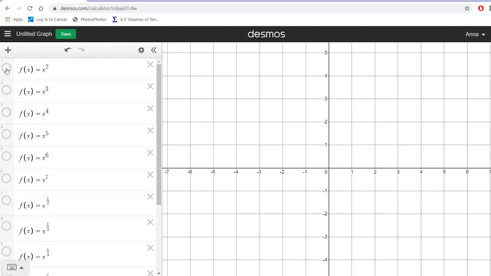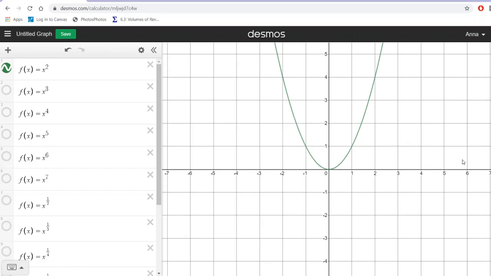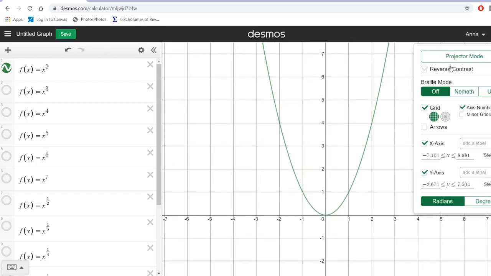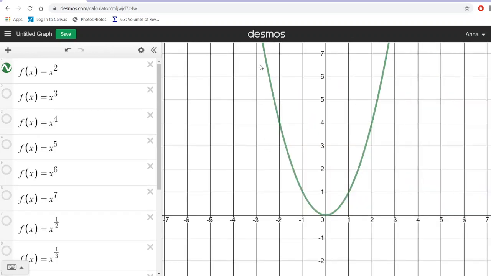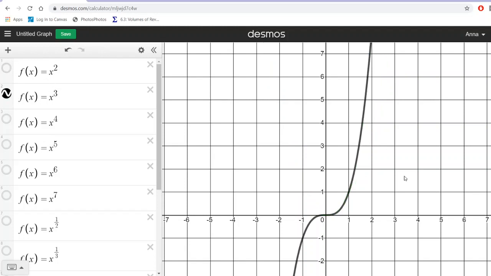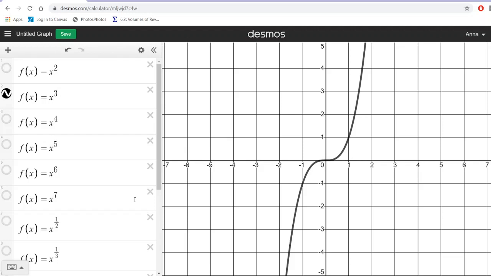I already typed in a bunch of different equations here. I'm going to start by pulling up x squared. Okay, so x squared looks like this. It's a parabola. This is a graph that I think a lot of you are already familiar with from previous classes. Now I'm going to pull up x cubed. That's what x cubed looks like. Now I'm going to go to x to the 4th. Now I'm going to do x to the 5th, x to the 6th, x to the 7th.